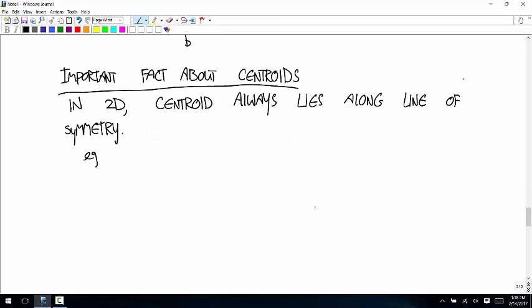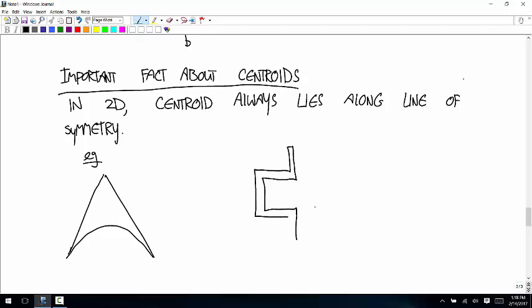So like, for example, if you want to find the centroid of a shape like this, or a shape like this, for the first one, there's a line of symmetry, a vertical line of symmetry like this. So the centroid has to lie somewhere on that dotted line. And for the second one, there's a line of symmetry like this, horizontal. And so the centroid has to lie along that somewhere.